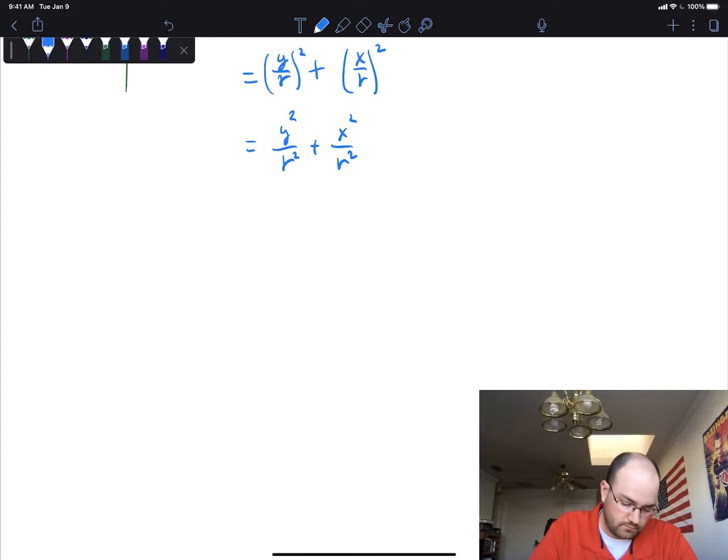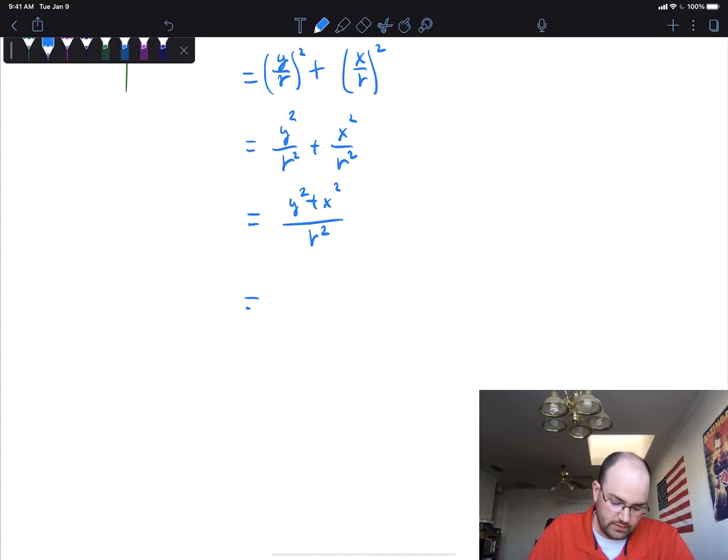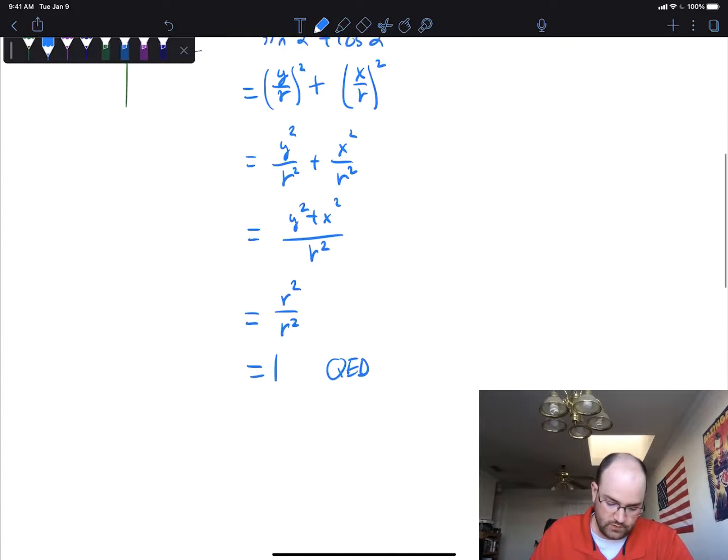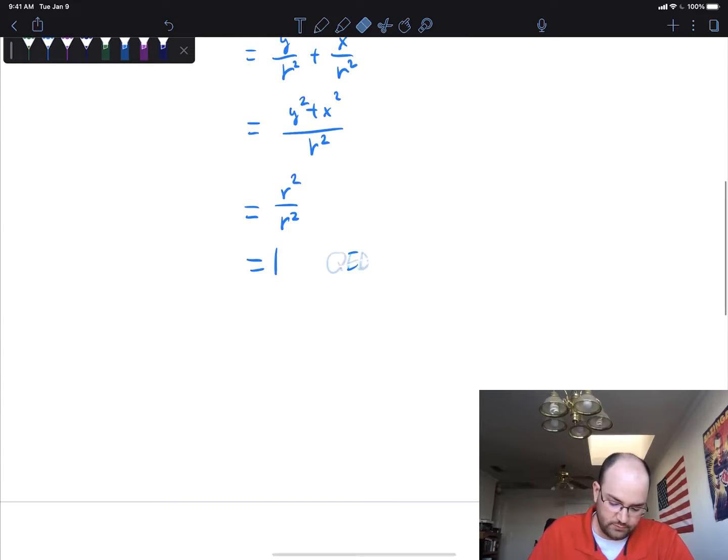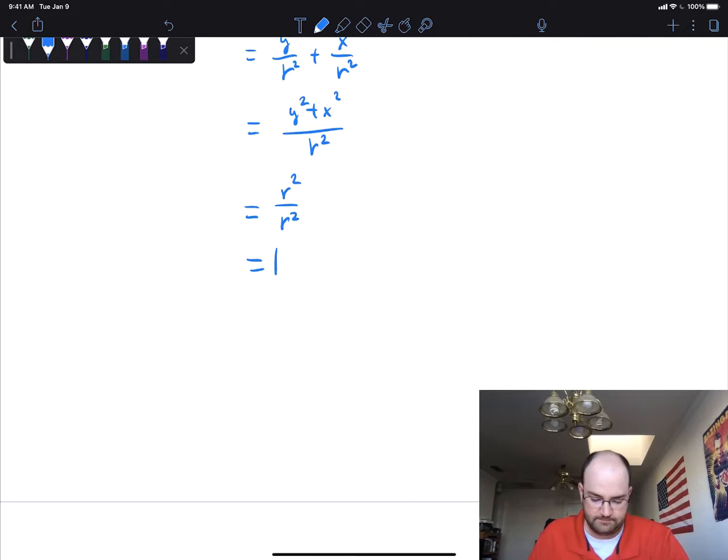Now notice that we have r squared in the denominator, so it gives me y squared plus x squared all over r squared. And then x squared plus y squared is just r squared, so it gives me r squared over r squared, which simplifies to 1. QED. Or, as some people like to do, a filled-in square. I'm not a big fan of the square one. I prefer QED.